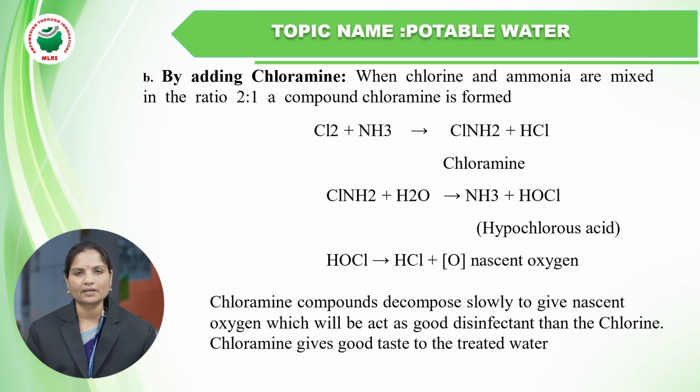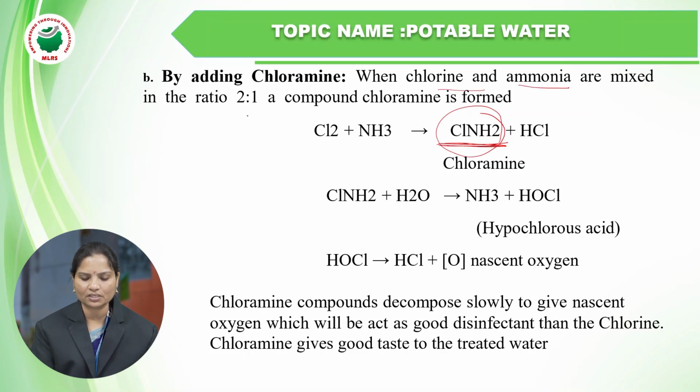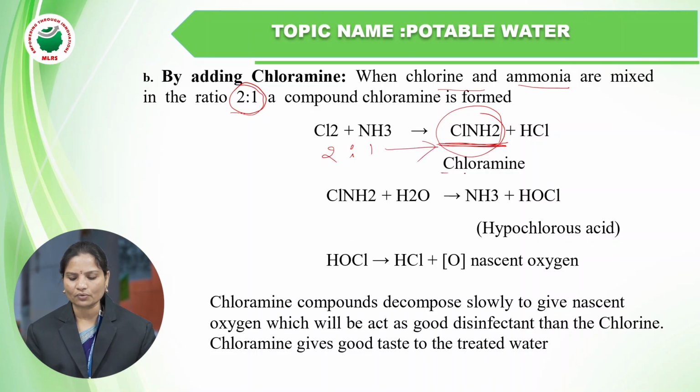Then one more is by addition of chloramine. What is the chloramine formula? ClNH2. This is called chloramine. How do we get chloramine? When chlorine is mixed with ammonia in the ratio of 2:1, the combination of these two produces chloramine.